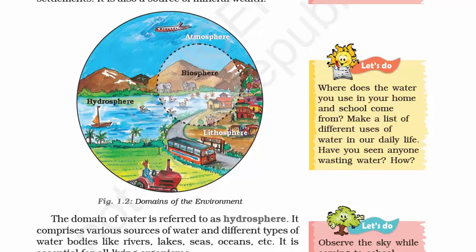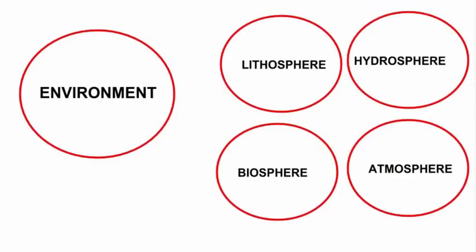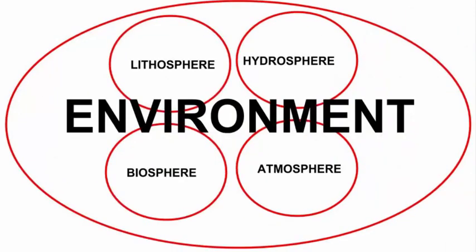And if you don't understand this, I will make it even simpler. Have a look at this picture. Imagine these four circles to the right as different components of environment, and then imagine the environment as a whole different circle, and now try to imagine all those four circles merged into a big circle, and the big circle is nothing but environment. So this is the entire definition of environment. Environment consists of everything: lithosphere, hydrosphere, biosphere and atmosphere.